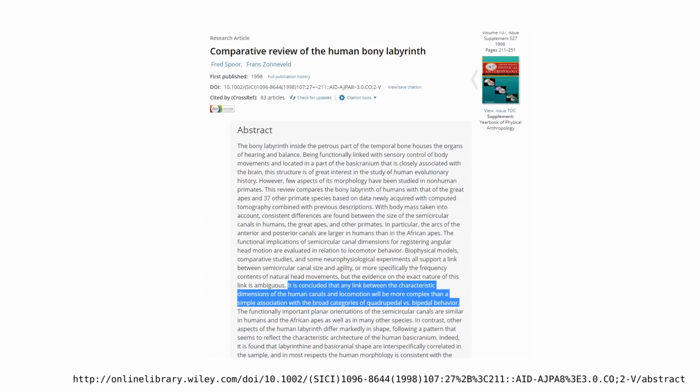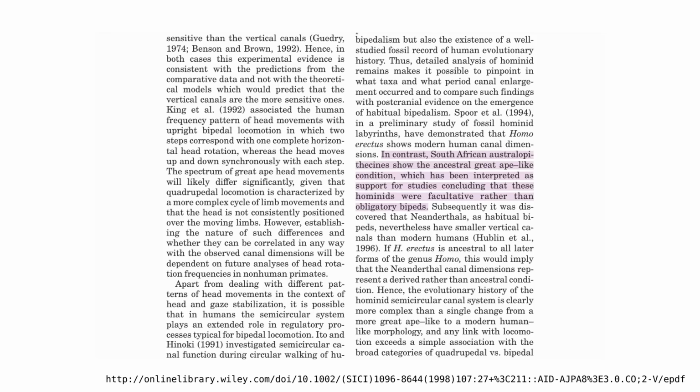But even then, Spohr stated, and I quote, "It is concluded that any link between the characteristic dimensions of the human canals and locomotion will be more complex than a simple association with a broad categories of quadrupedal versus bipedal behavior." He later states, and I quote, "South African Australopithecines show the ancestral great ape-like condition, which has been interpreted as support for studies concluding that these hominids were facultative rather than obligatory bipeds." And what that means is that these Australopithecines were indeed bipedal, but not exclusively so. Sometimes they walked upright, and sometimes they walked on all fours, depending on the situation.